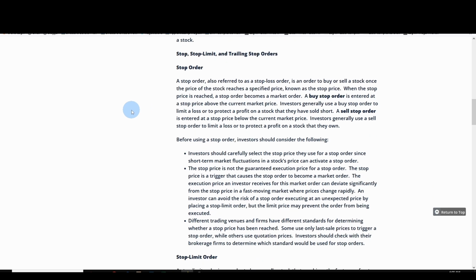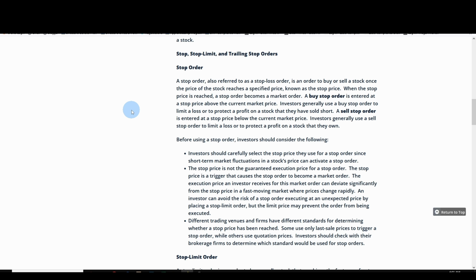Stop order. A stop order, also referred to as a stop loss order, is an order to buy or sell stock once the price of the stock reaches a specified price known as a stop price. When the stop price is reached, the stop order becomes a market order. A buy-stop order is entered at a stop price above the current market price. Investors generally use a buy-stop order to limit a loss or to protect a profit on a stock that they have sold short. A sell-stop order is entered at a stop price below the current market price.